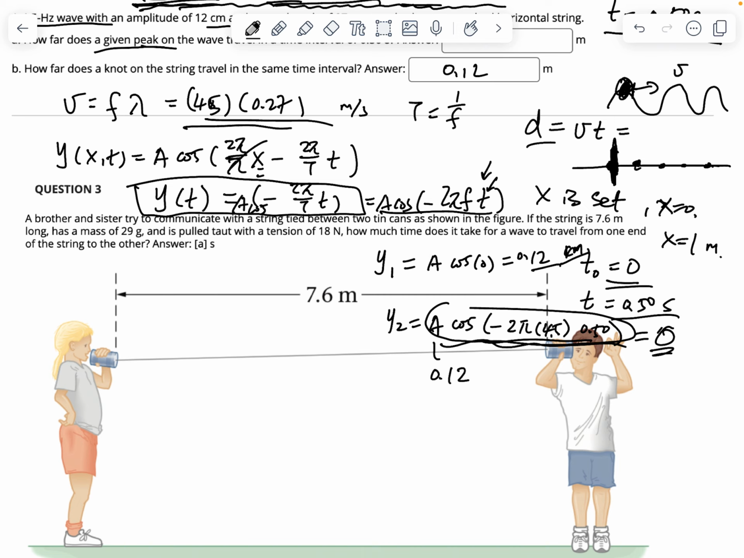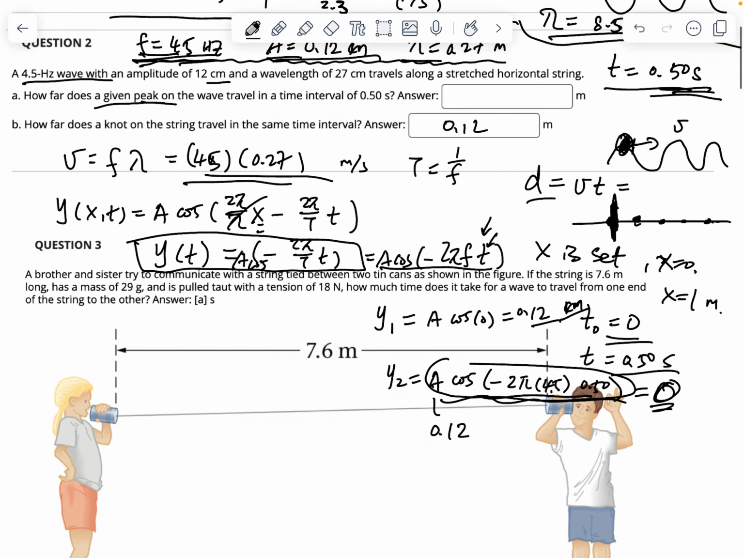2 pi 4.5, 4.5 times 0.5 times 2. Yeah, 4.5 pi. Cosine 4.5 pi is 0. Okay, yeah, that's 0. Okay, so that's distance traveled. How far? Well, now how far? This is how far I travel.